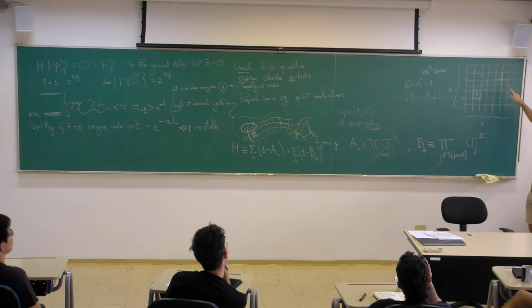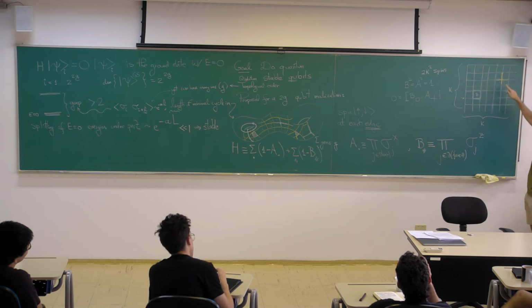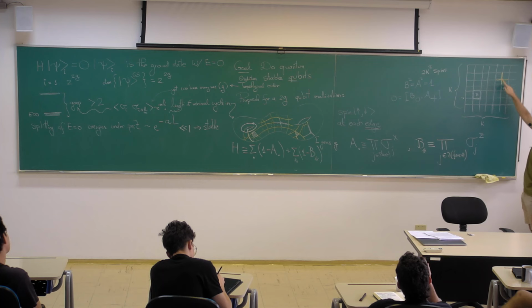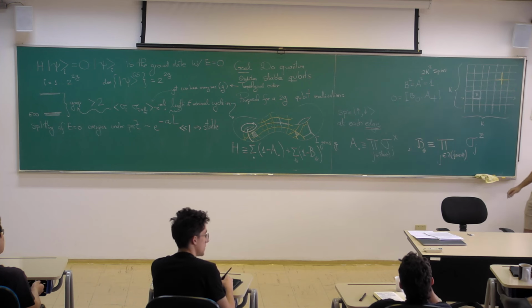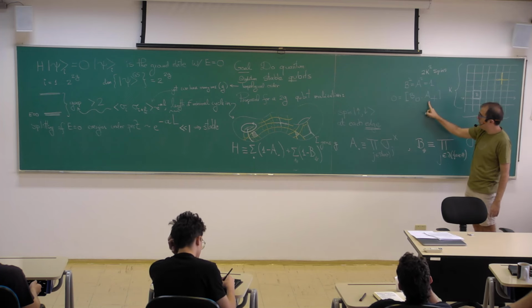See? So the only dangerous thing is if B was this, and A was this. But you see, if you act with A first, you change everyone, then you measure B. If you measure B first and then act with A, it will be the same thing. It will end up flipping these edges, that's true, and then measuring B, or vice versa, so it clearly commutes. So these guys commute with each other.